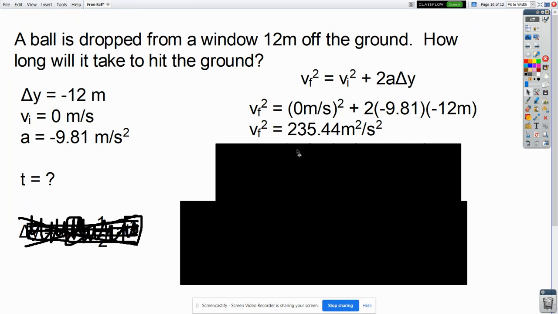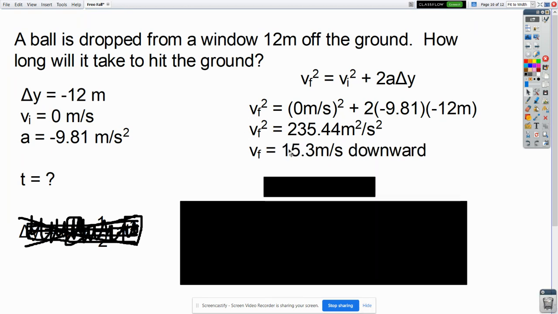We've got to square root this, and when you do so, you get 15.3 meters per second. These negatives work together to give me a positive number here that I can actually square root. If I had this number positive and this number negative, I'd end up with a negative number there. When I tried to square root the negative number, it would tell me that that's impossible. That's an imaginary number. So these two negative signs work together to make this positive so that I can square root it and get the 15.3, but this is downward.